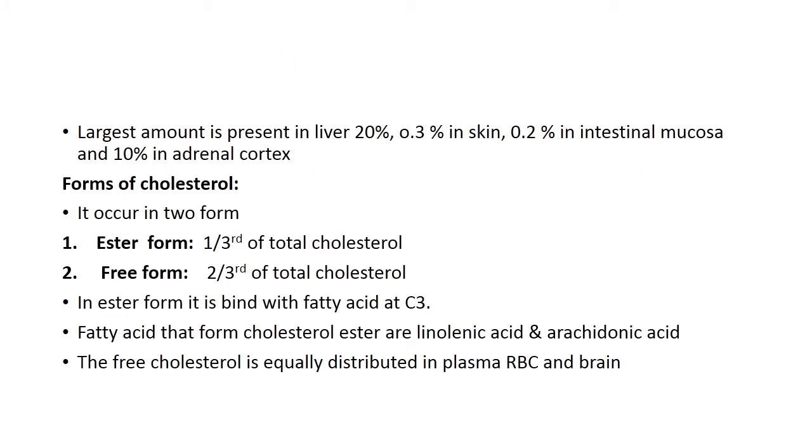Cholesterol is present in different parts of the body such as liver, skin, intestinal mucosa and adrenal cortex, while the largest amount is present in liver. It occurs in ester form, which is 1/3 of the total cholesterol. It also occurs in free form, that is 2/3 of the total cholesterol. In ester form, it binds with fatty acid at carbon number 3. Fatty acids such as linolenic acid and arachidonic acid form cholesterol ester. Free cholesterol is equally distributed in plasma, RBC and brain.